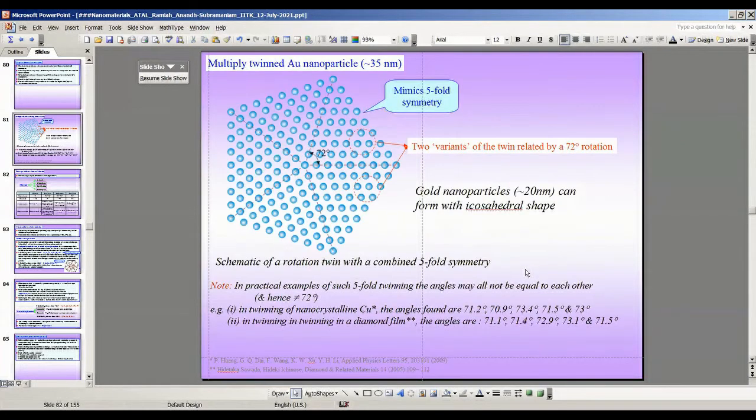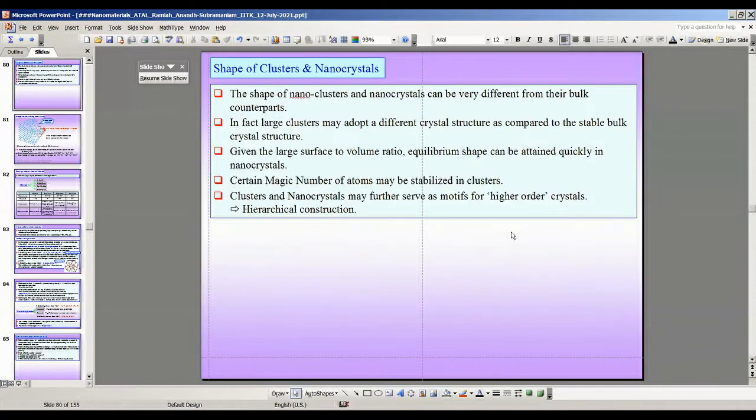One of the nice examples of a nanocrystal consists of gold, a 5-fold twin gold. Each one of these is a variant, and the total symmetry of these mimics that of a 5-fold crystal. But as you know, 5-fold cannot exist in crystals because it violates translational symmetry. Therefore, you can have small clusters having certain geometries which are typically not allowed in the bulk.